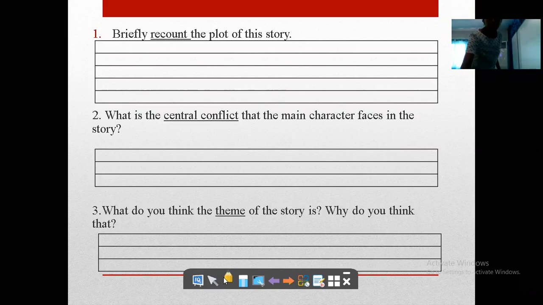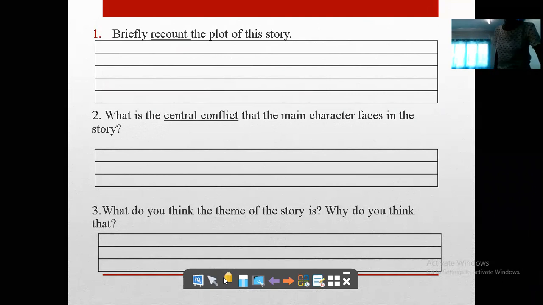So the first one, recount. You know what a recount is. You've done recounts all throughout the term, last term, term 1. Question number 2, the central conflict. If you refer back to the handout which I created with the questions on Black Harvest, the docu-series, the documentary film that you watched, the central conflict. There can be one major conflict as well as a sub-conflict supporting the central conflict of the story. And number 3 is the theme.